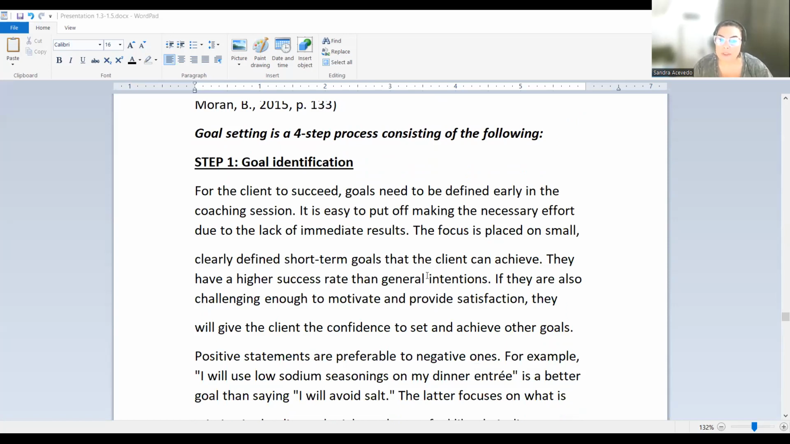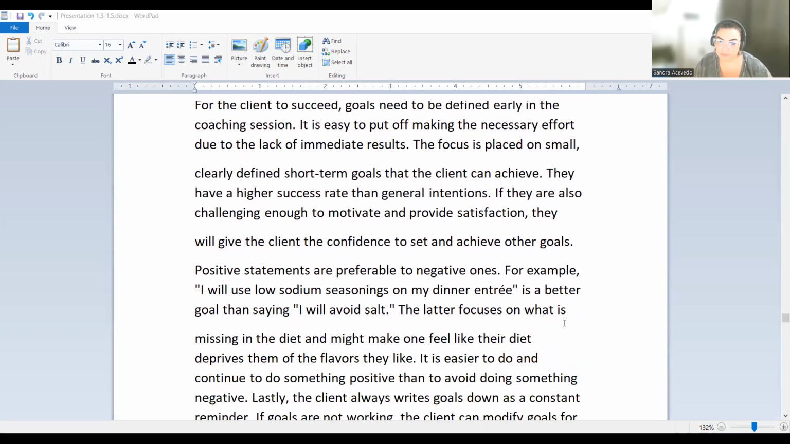Goal setting is a four-step process consisting of the following. Step 1, goal identification. For the client to succeed, goals need to be defined early in the coaching session. It is easy to put off making the necessary effort due to the lack of immediate results. The focus is placed on small, clearly defined, short-term goals that the client can achieve. They have a higher success rate than general intentions if they are also challenging enough to motivate and provide satisfaction. They will give the client the confidence to set and achieve other goals.